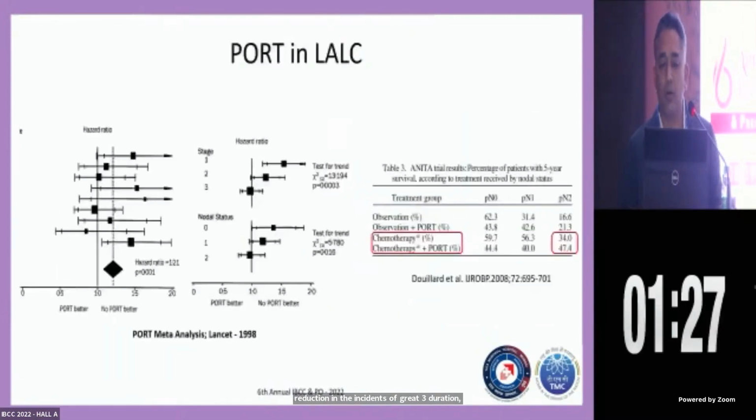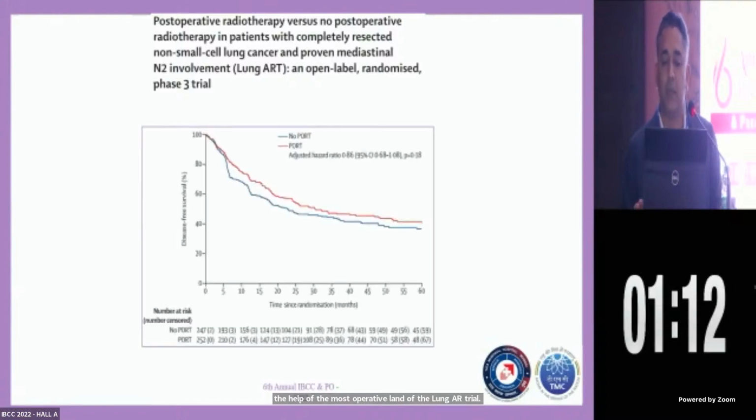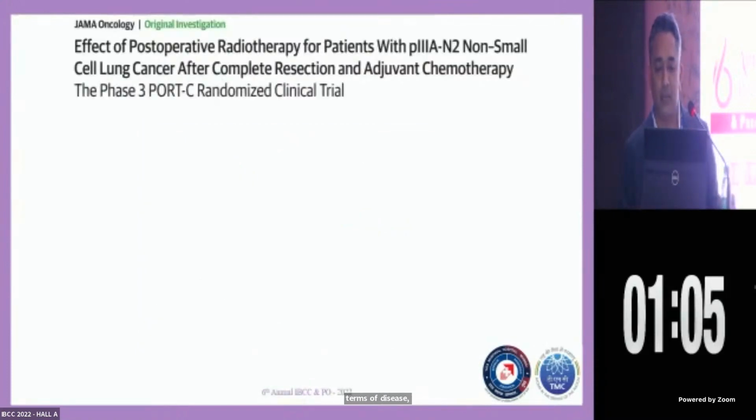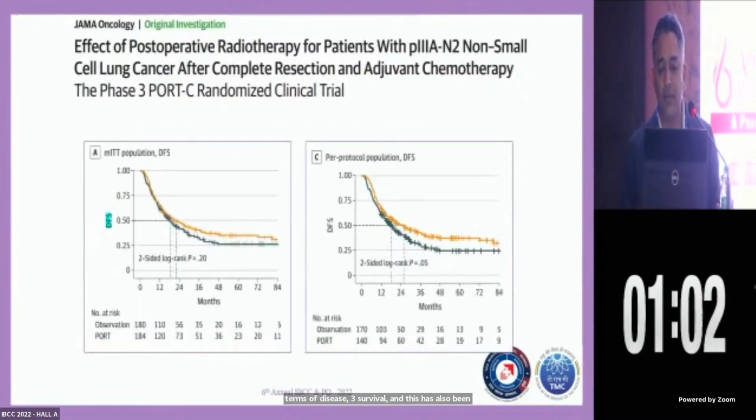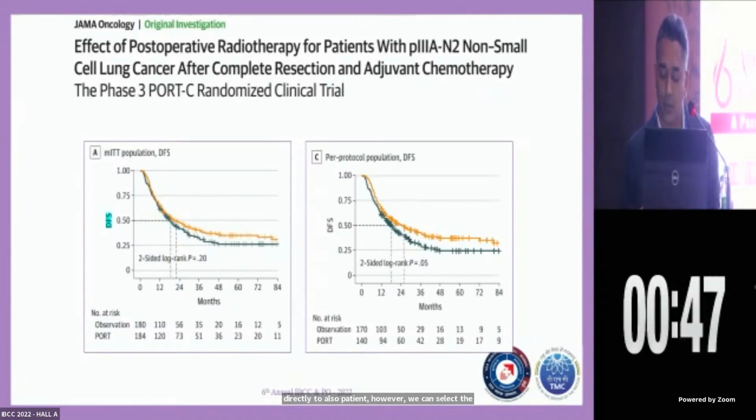Now, I'll just speak about one or two slides on PORT in locally advanced lung cancer. Previously there was a controversial benefit of post-operative radiation therapy in stage 3, but with the help of the post-operative Lung ART trial, it has been shown that radiation therapy in the adjuvant setting does not confer a significant benefit in terms of disease-free survival. This has also been shown in one of the Chinese trials called PORT-C, that there is no significant benefit in terms of disease-free survival. So I would recommend not a blanket advice of post-operative radiation therapy to all the patients. However, we can select the patient in terms of multiple node positivity, or in the case of extranodal extension, the role of post-operative radiation therapy can be discussed.